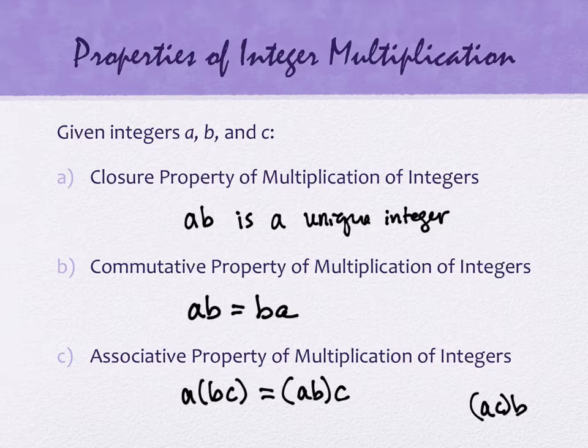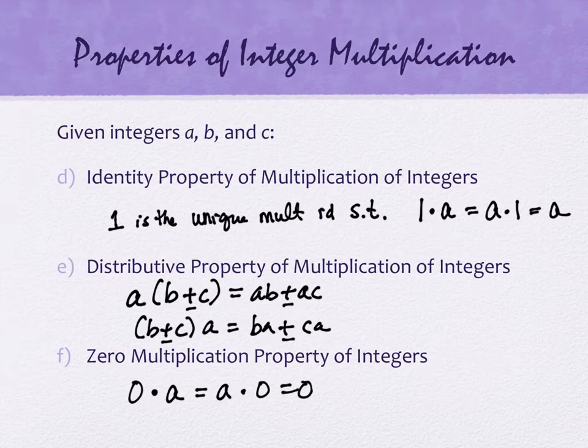It tells us we have closure, so multiplying two of them together gives you another integer. We have commutativity, so we can switch the order around. We have associative, which means we can group them separately in a different way that might be a little bit more helpful to us, generally speaking.